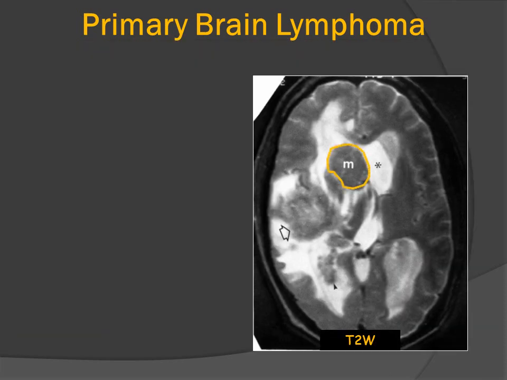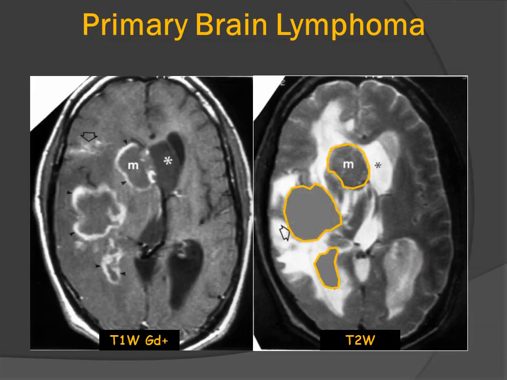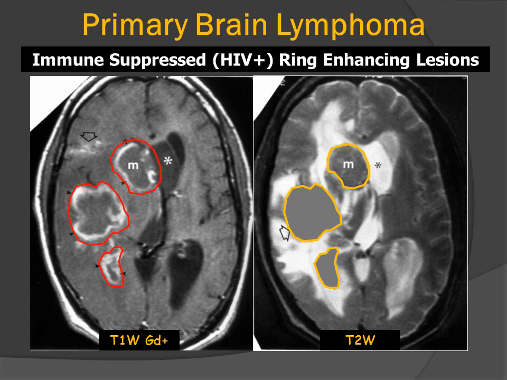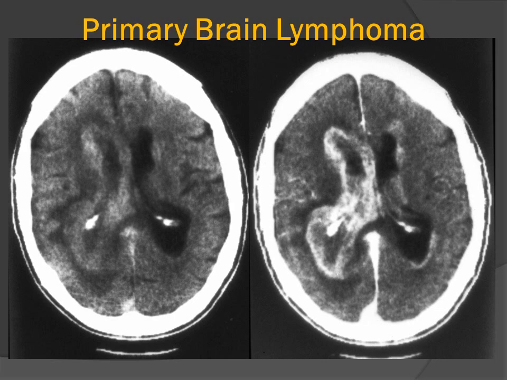In contrast to primary CNS lymphoma, which usually has a very homogeneous pattern, when we have primary CNS lymphoma in an immunosuppressed patient, we may have ring-enhancing lesions, which may be difficult to distinguish from toxoplasmosis, which also occurs in immune-suppressed patients. This particular patient was HIV positive and went on to have full-blown AIDS.